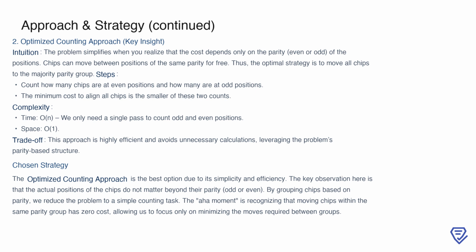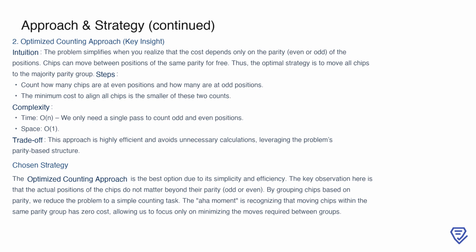The cost to align chips depends only on the parity of the positions, not their specific values. Chips can move freely between positions of the same parity, meaning the optimal solution involves grouping chips based on their parity. The steps here are straightforward.